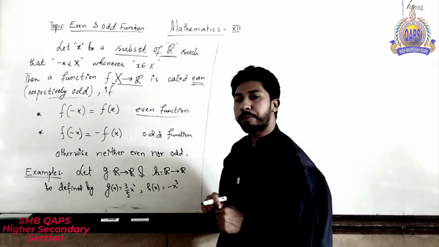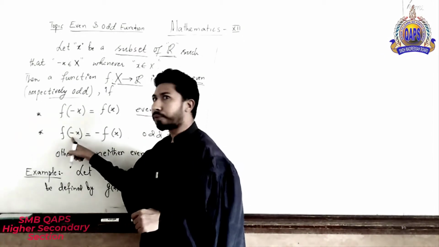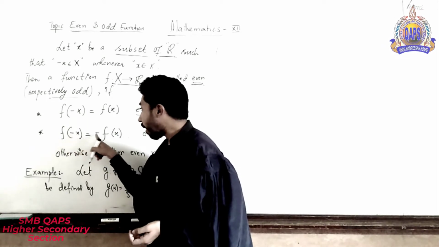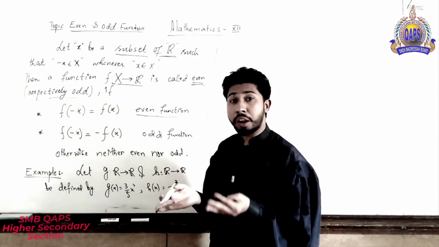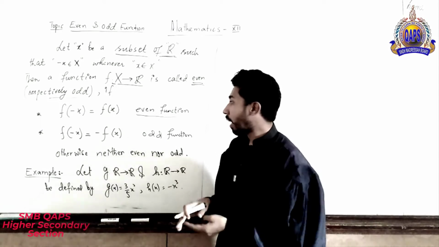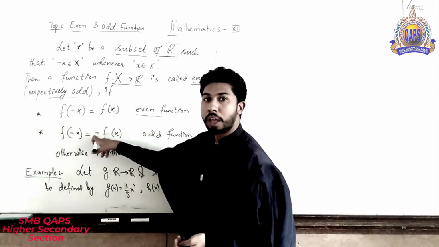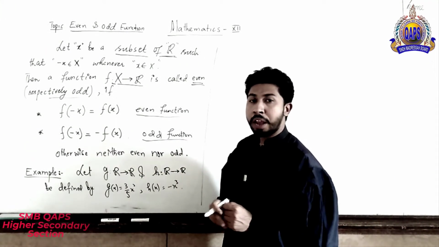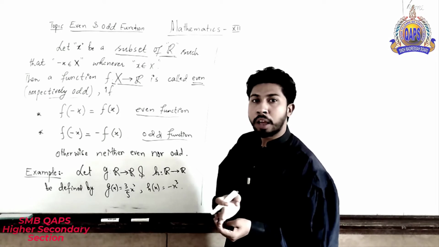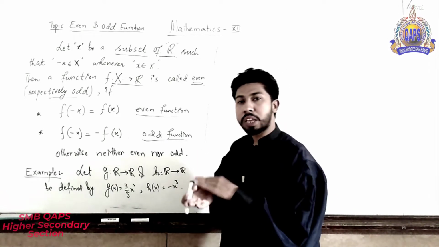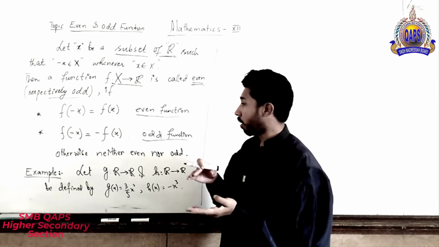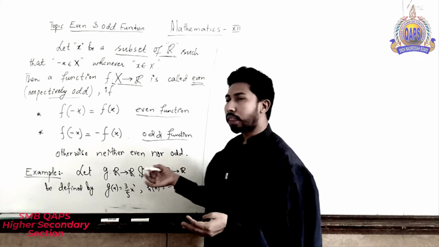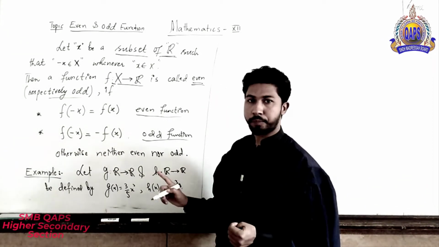Second condition: if we put the negative point as input, and the result becomes negative, so the whole function is converted into the negative sign, then in this form you can say that this is an odd function. In other conditions, if it is neither converted to the even function nor to the negative of the function, then we can say that this is neither even nor odd.